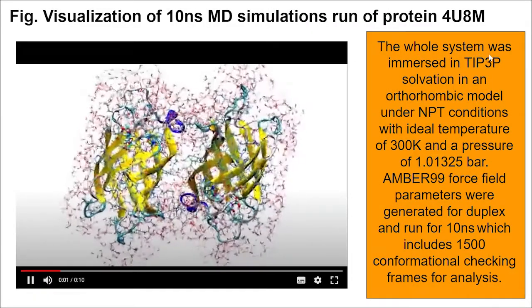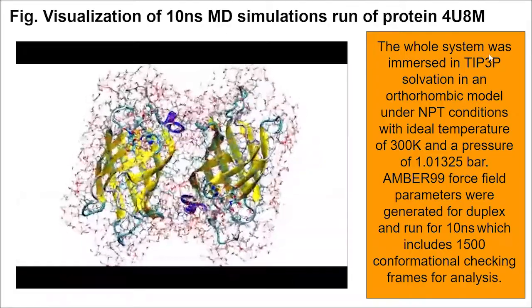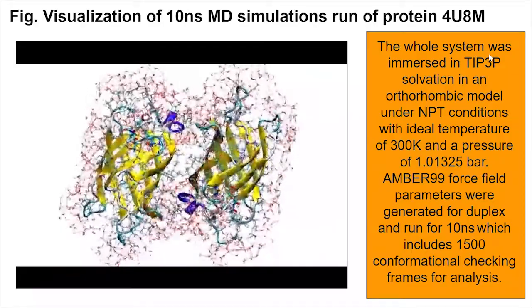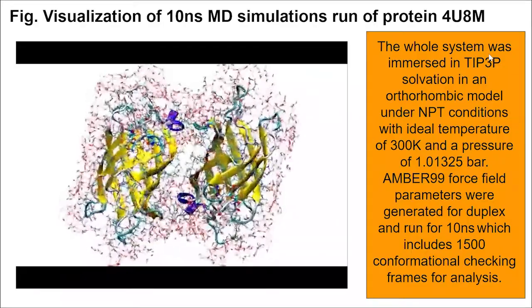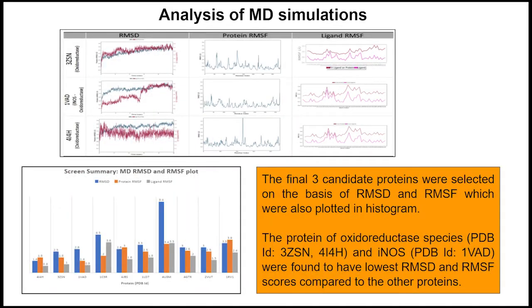Here you can see an example of a protein undergoing molecular dynamic simulation, in this case PDB ID 4U8M, in complex with a macrolide, changing its conformations during each frame. Analysis of each frame was done on the basis of RMSD and RMSF of the protein-ligand complex. The results concluded that oxidoreductase enzymes have the most potential target binding sites.